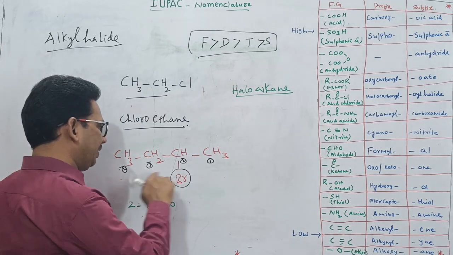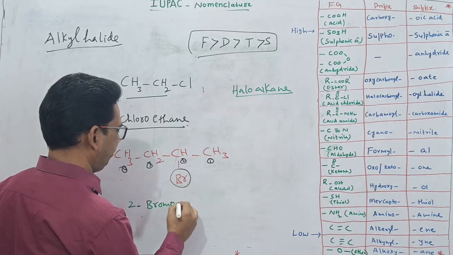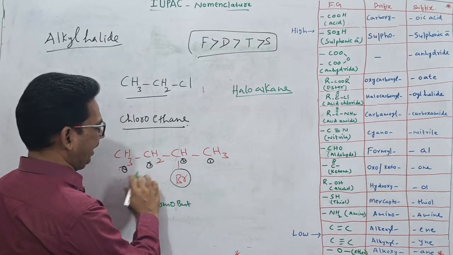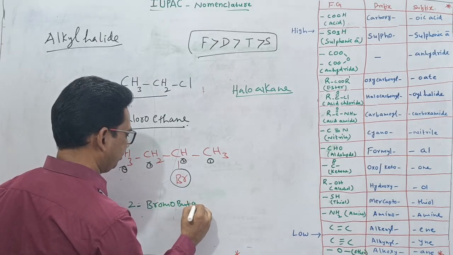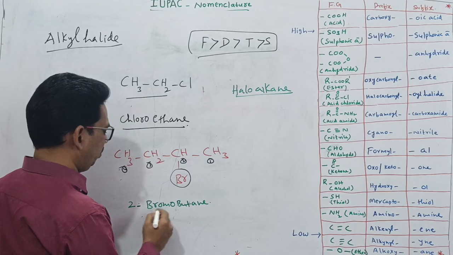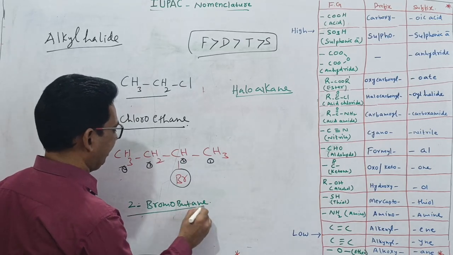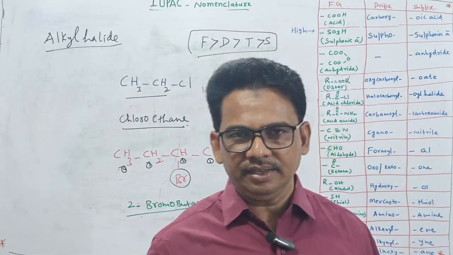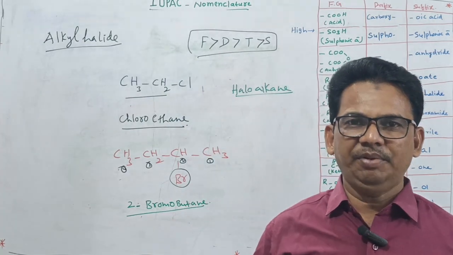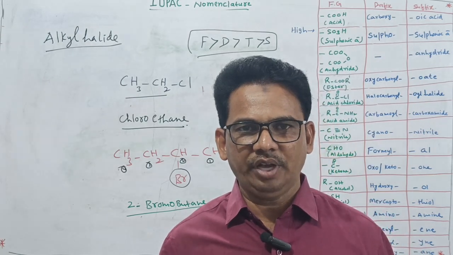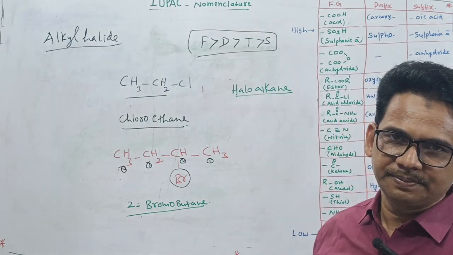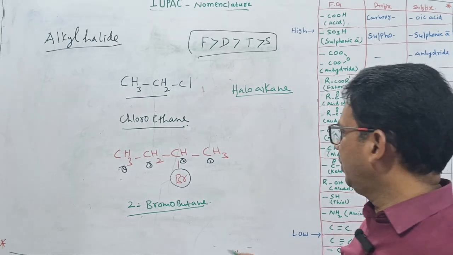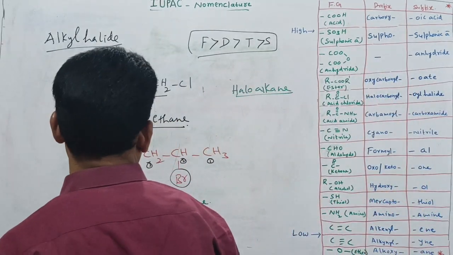Then what is the name of this compound? Word root is what? But. It is saturated. That's why it will become butane. 2-bromo-butane. It is not a difficult part. Giving the numbering and naming will be very easy, but we should know the rules. That is the only difficult thing. If we know the rules, you can give the name for any compound.